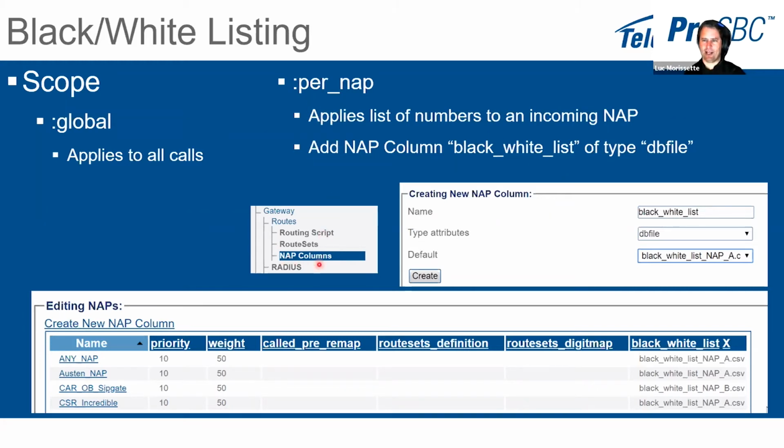you need to add a new nap column that is called black-white list. The type attribute has to be DB file. And the default will be one of those CSV files that you have put in the system. All right, so black-white list.csv. And now the difference is that you need to go, for each of these network access points, and select which black-white listing file will be attached to this particular network access point. So for each of the incoming network access points, you can have a different set of numbers that you are blocking in the system.